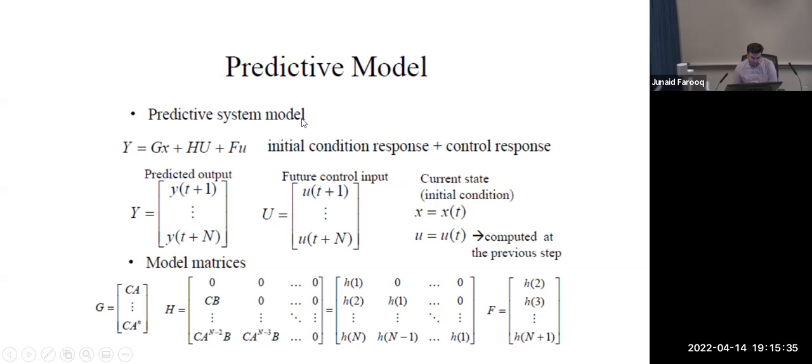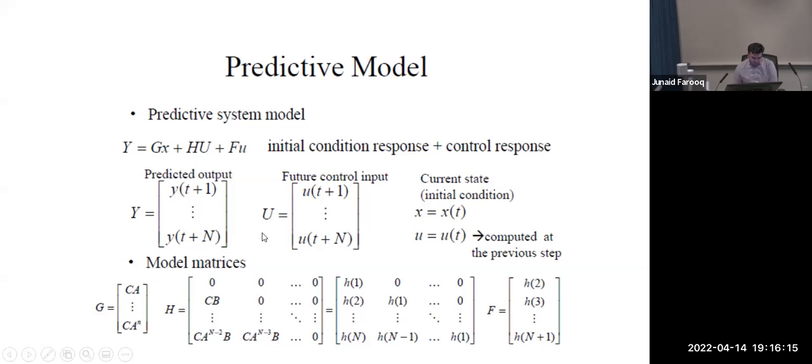we can write a predictive system model as follows, where the output y can be written as some linear mapping from the states, from the future control inputs and the current states. So if y is a vector of future outputs, then it depends on the future control inputs and the current input u. So the matrices G and H and F can be written as follows.